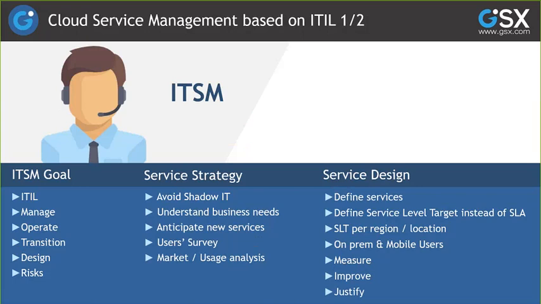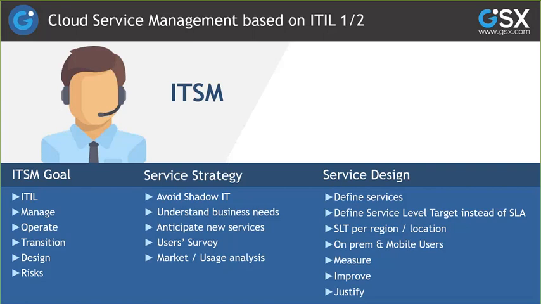As you may know, ITSM represents how to manage, operate, and transition technology, but also design services and manage risk within the organization. So we'll go through each type of service, and then we go to our example. In terms of service strategy, your goal is, of course, to avoid the risk of shadow IT. For that, you need to understand the use of the current solution, the overall business need, and anticipate new services.